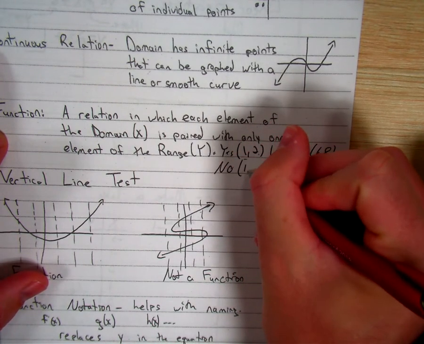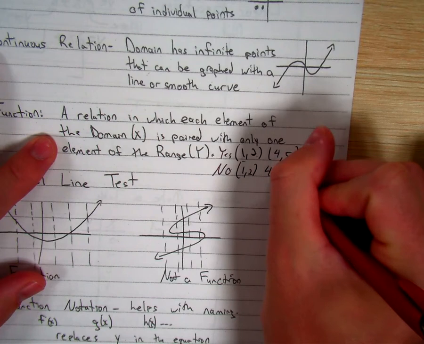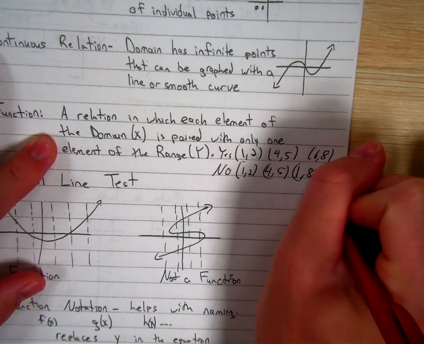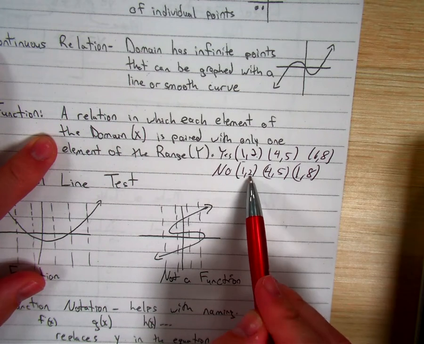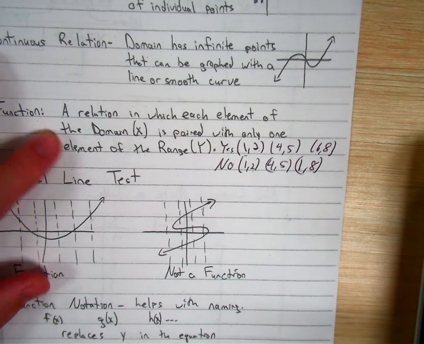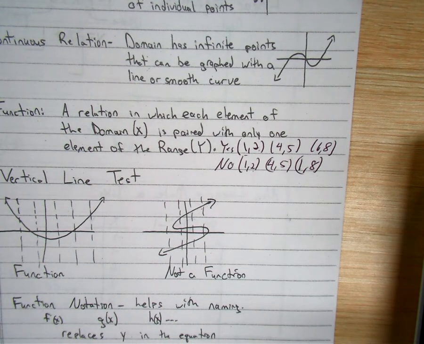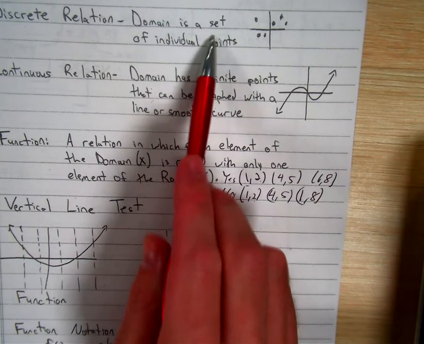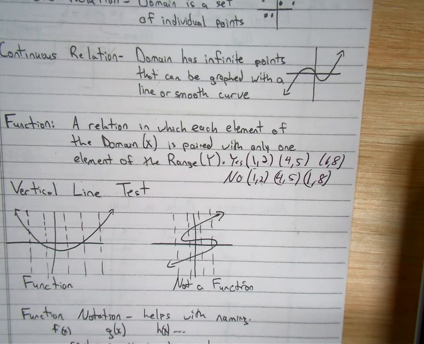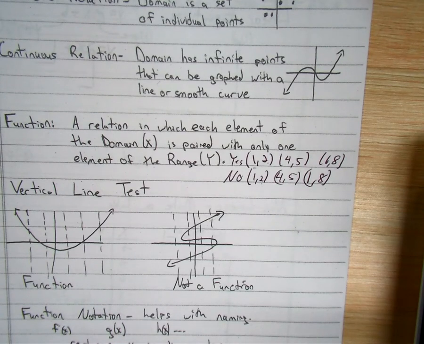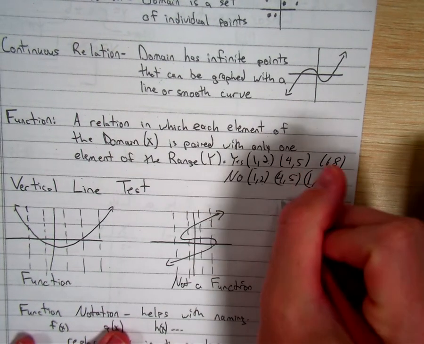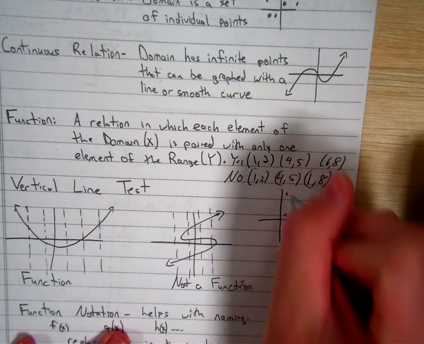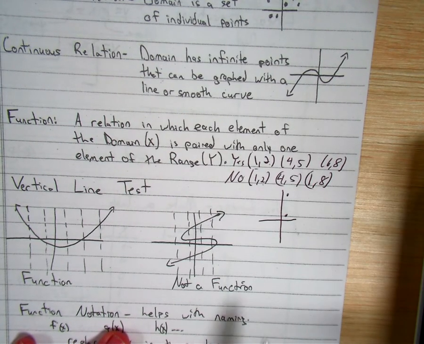So that would be an example of one that is a function. Here's an example of one that isn't. If I have 1, 2, 4, 5, and then later on I have 1, 8, I can't have 1 with 2 and 1 with 8. Then that would not be a function. That's still a relation, like up here that we talked about, but it's not going to be a function. Notice what would happen if we had 1, 2 and 1, 8. See how the points would be stacked on top of each other?